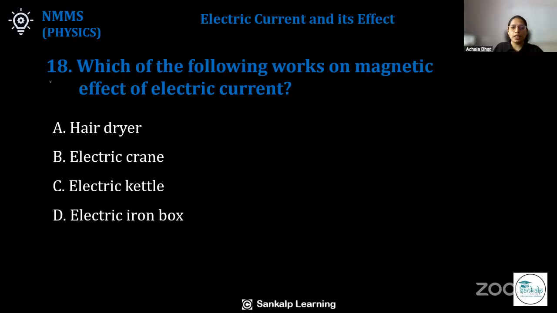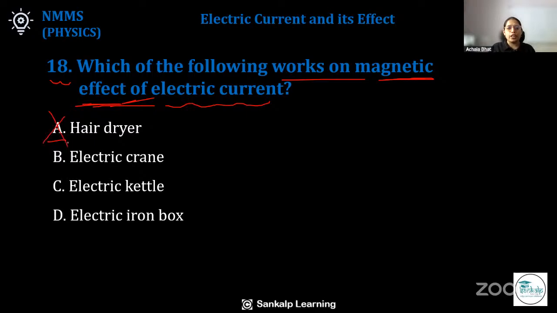Let us see question number 18 of NMMS Physics chapter Electric Current and its Effect. Which of the following works on magnetic effect of electric current? Here, magnetic effect of electric current means when electricity passes through an electric circuit, then a magnetic field is generated around it. It is called magnetic effect of electric current. Option A, hair dryer. In the previous question we discussed that hair dryer works on heating effect of electric current. So A is wrong.